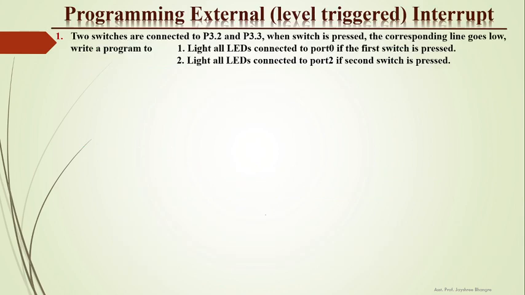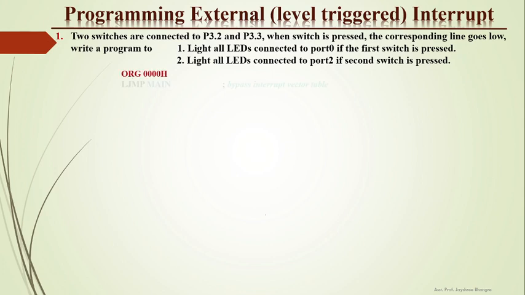So here is the programming of an external level triggered interrupt. Here two switches are connected to P3.2 and P3.3, that is nothing but the int0 and int1 pins. So when a switch is pressed, the corresponding line goes low, and we have to write a program to light all LEDs connected to port 0 if the first switch is pressed, that is connected to P3.2, the int0 pin, and light all LEDs connected to port 2 if the second switch is pressed, that is connected to P3.3, nothing but the int1 pin.